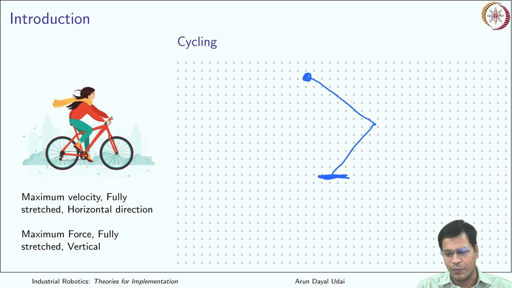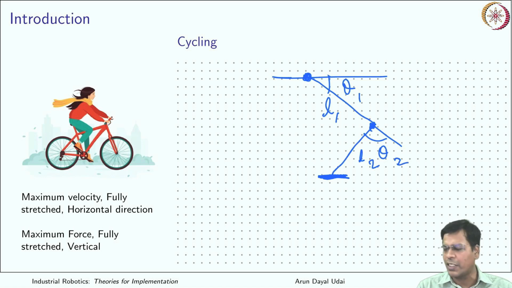So if this is your foot, this acts on the lever, that is your pedal. If I consider this as link 1 and this as link 2, this is your joint 2, this is your joint 1. So this is theta 1, this should be your theta 2. So it is very much similar to your 2 degree of freedom robot arm, which is mounted like this. You are applying pressure over here, which is your pedal.